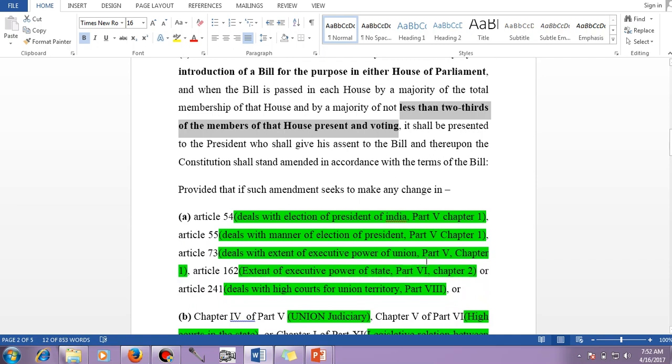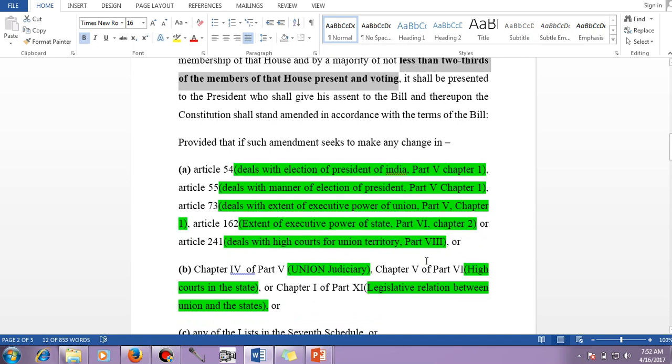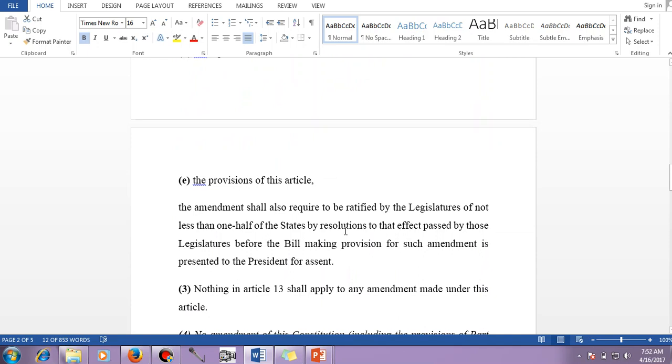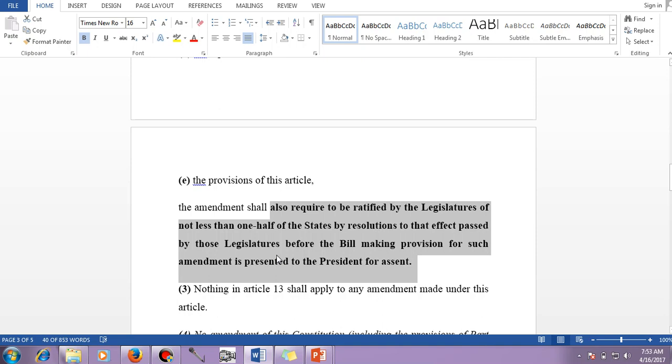Now there are a few more things. It is saying, provided that if the amendment seeks to make any changes in certain articles and parts, then you have an additional procedure. To amend these articles, you have to pass the bill with the support of 50% of the state legislatures. The amendment shall also require to be ratified by the legislatures of not less than one half of the states by resolution passed by those legislatures before the bill making provision for such amendment is presented to the president for assent. What does it mean? It means you have introduced a bill in either house of Parliament, both houses passed that bill, but then the bill cannot go to the president.